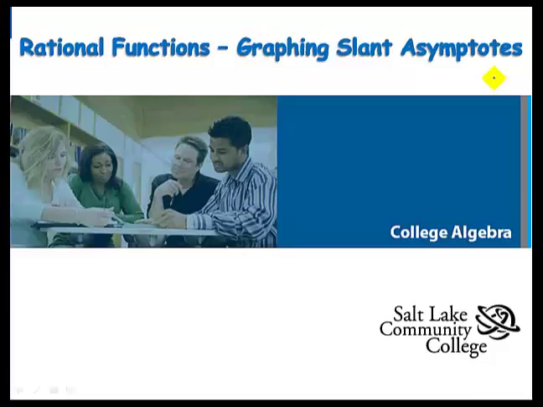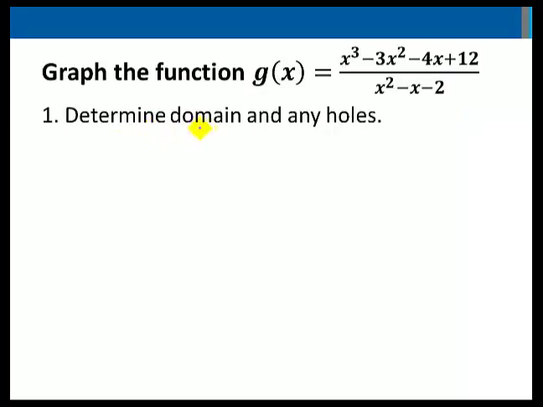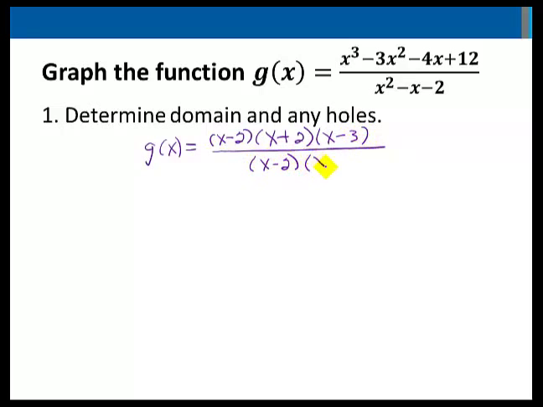In this lesson, we will sketch the graph of a rational function with a slant asymptote. The function is g of x equals x cubed minus 3x squared minus 4x plus 12 over x squared minus x minus 2, and we'll begin by determining the domain and any holes. To determine the domain, I'll start by factoring g of x into x minus 2 times x plus 2 times x minus 3 over x minus 2 times x plus 1.